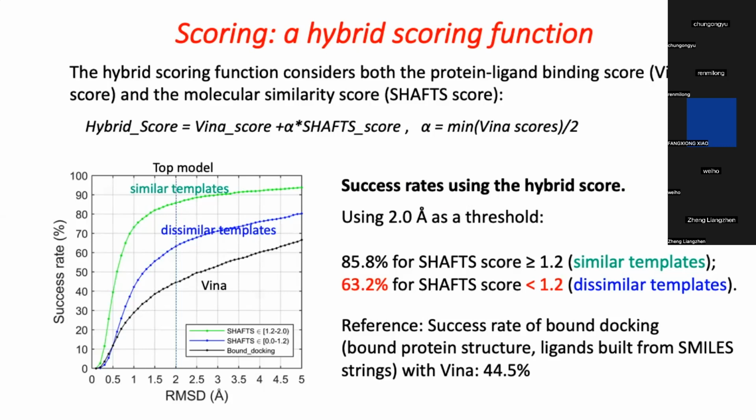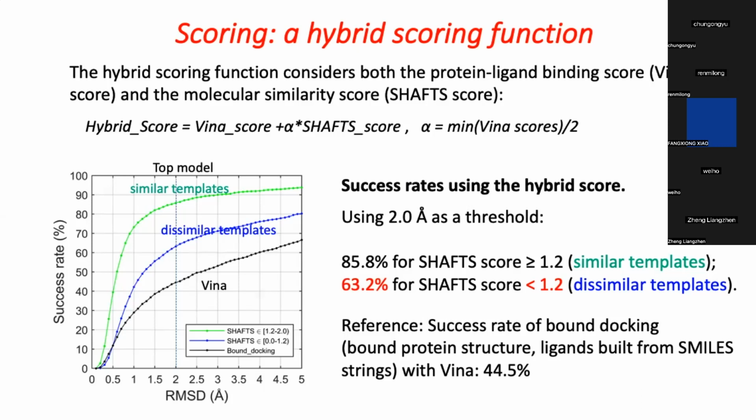So then we do the systematic docking, the systematic structure prediction. And we use Vina as the reference state. So the black curve shows the Vina docking score. And we use the bound protein structure, that means the native protein structure, but the ligands are built from SMILES strings. And you can see that for RMSD of 2 angstrom, using that as the criterion for a successful prediction, the success rate for Vina is about 45%.